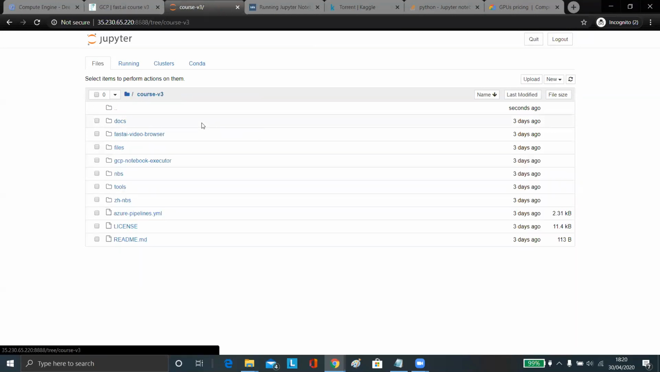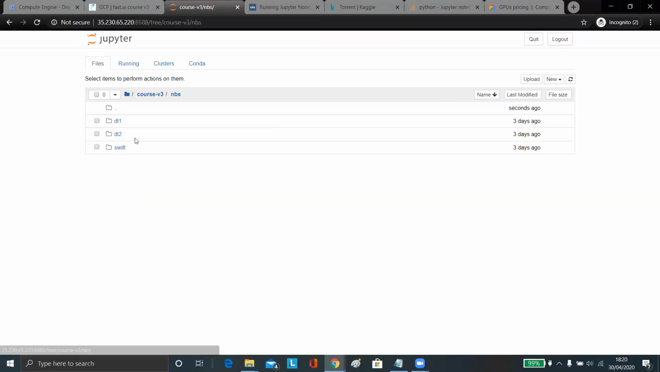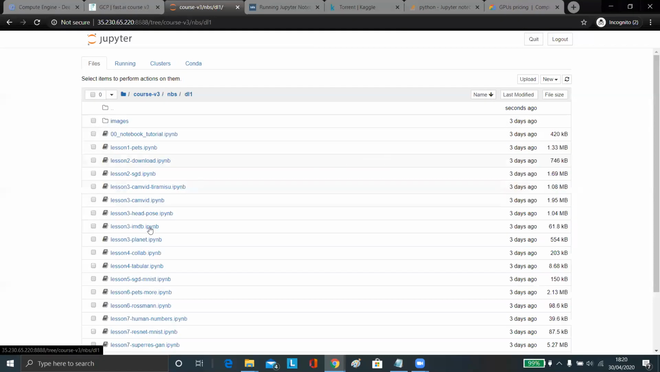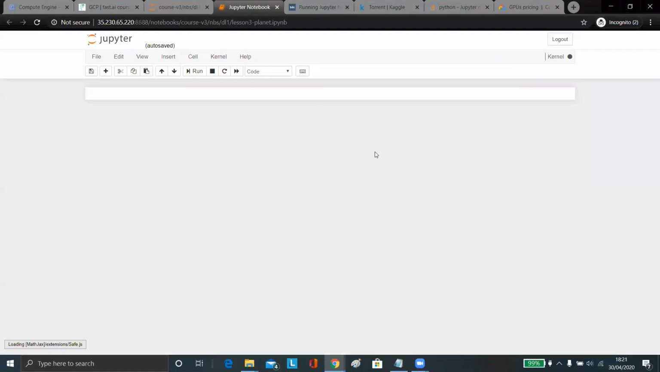If we go back up to here, into notebooks, into DL1 and into Planet V3, it should launch this time. Yeah, I was expecting this to go a bit quicker. I've got a sneaking suspicion that it's probably just far too much output in some of the cells.